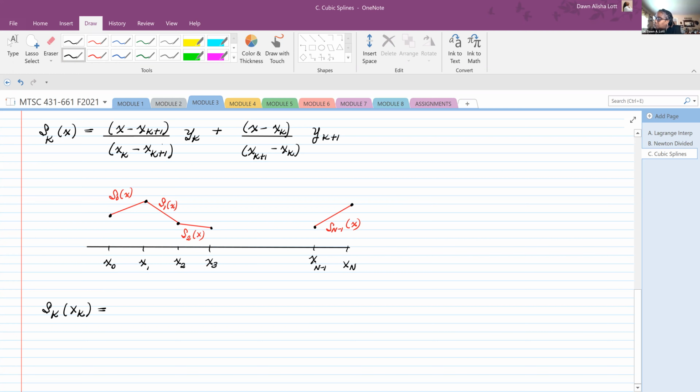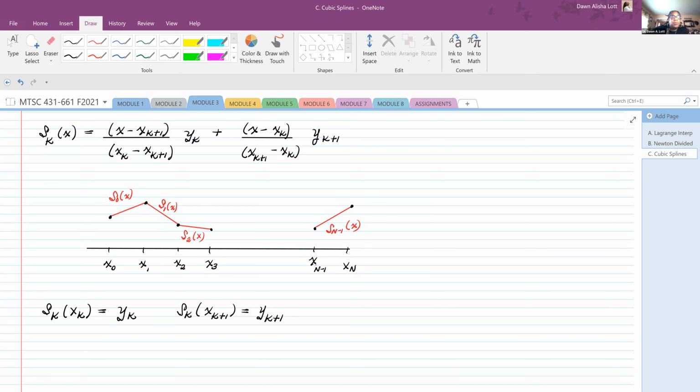When you put in xk, the first term you just get yk. And then sk of xk plus 1 is simply yk plus 1. So it gives you what you're supposed to get. So that's what we do for linear.